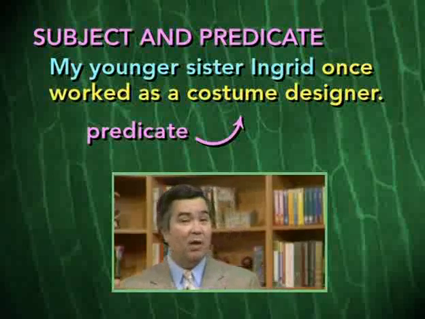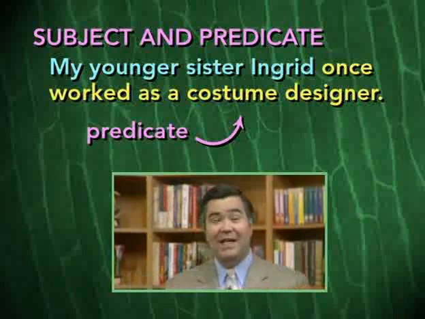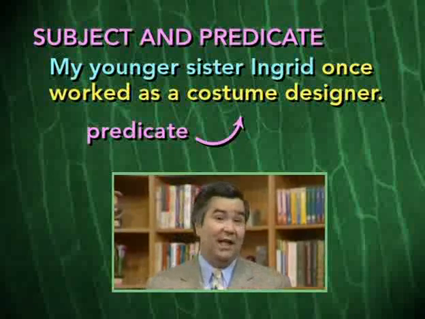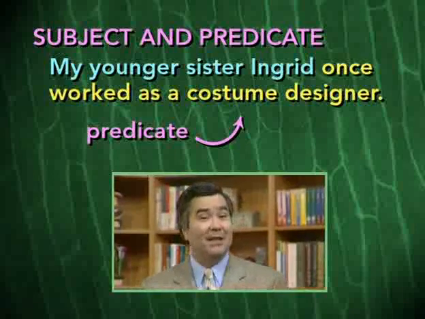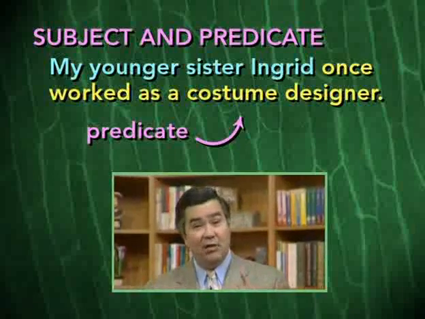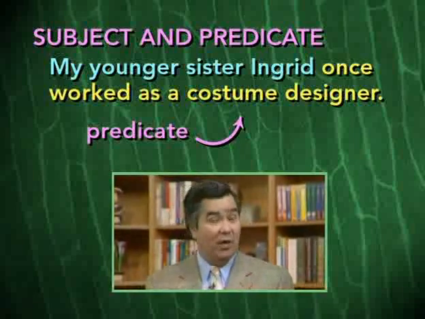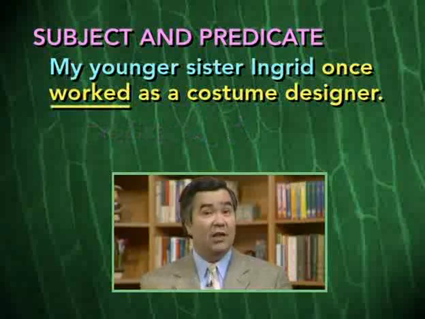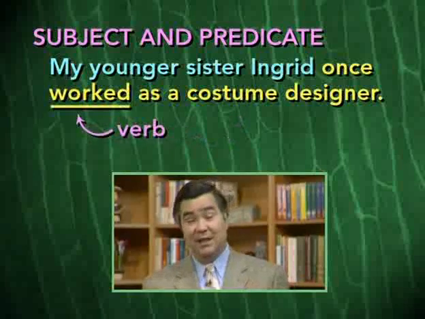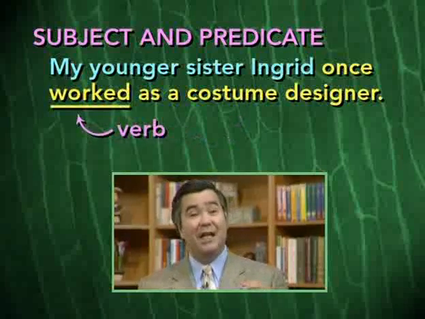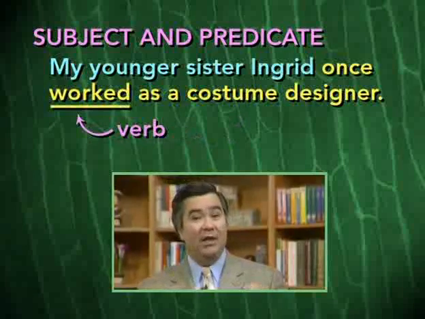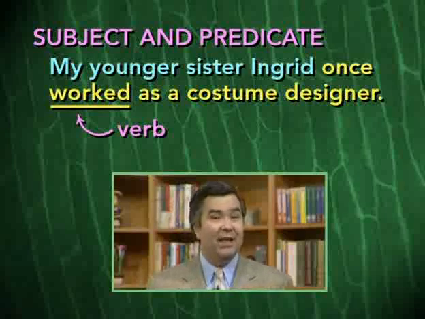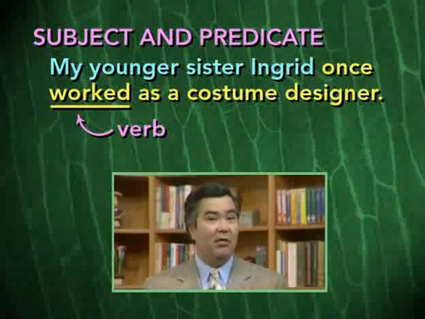Now, is there one most important word in the predicate that tells exactly what Ingrid does? Or in this case, did, because it's talking about something from the past. Yes, there is one word that is most important in the predicate. It's the word worked. Worked is the verb in this sentence, and it's the most important word. It tells us exactly what Ingrid did. She worked.